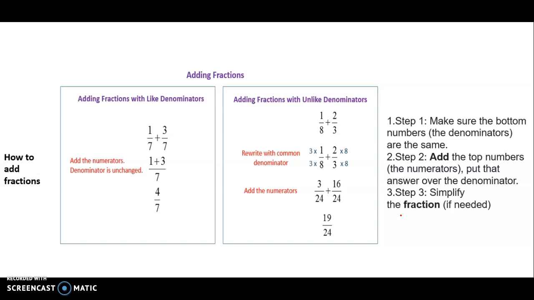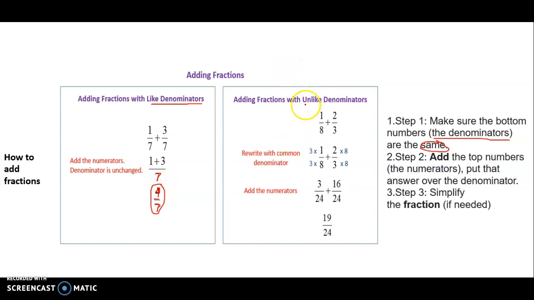Now we're going to go to how to add fractions. Here we did how to subtract, and now we go to how to add. Our step 1 is to make sure the bottom numbers, or the denominators, are the same. For example, we have it here with like denominators, which is very easy. We just keep the denominator and add the numerators, which is going to be 4 over 7.